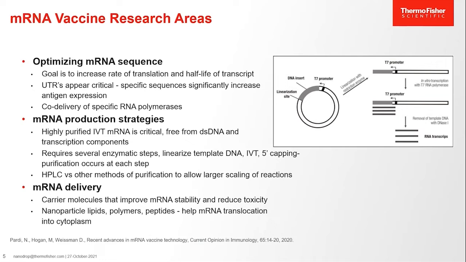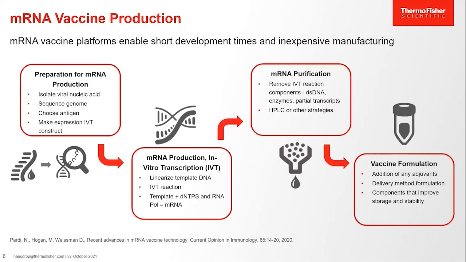So let's take a brief look at the modern mRNA vaccine production workflow. What makes mRNA vaccine platforms so attractive is that they enable short development times and include relatively inexpensive manufacturing steps. These steps are also cell-free, which makes them safer, and sequence independent, meaning the manufacturing steps stay consistent. This is in contrast to some of the traditional vaccine platforms that require changing steps depending on the vaccine.